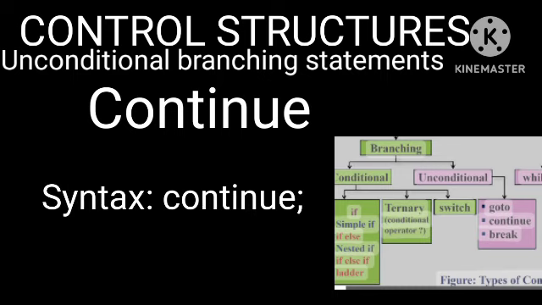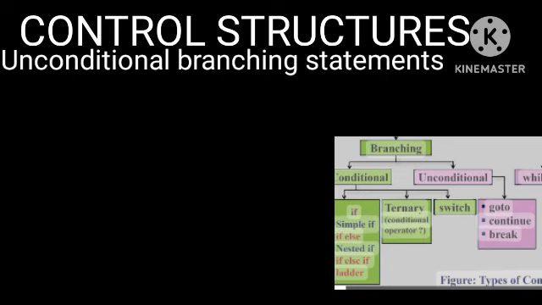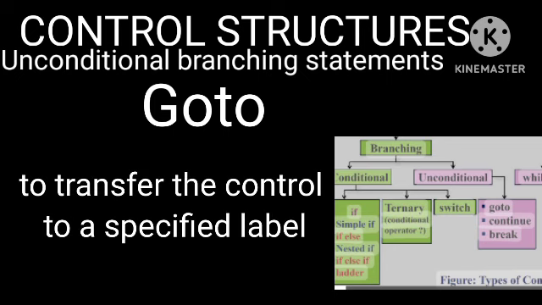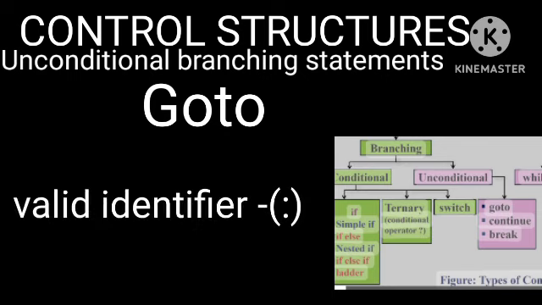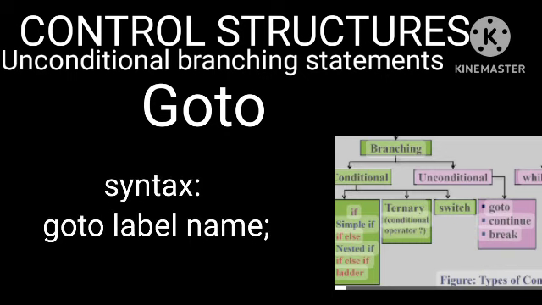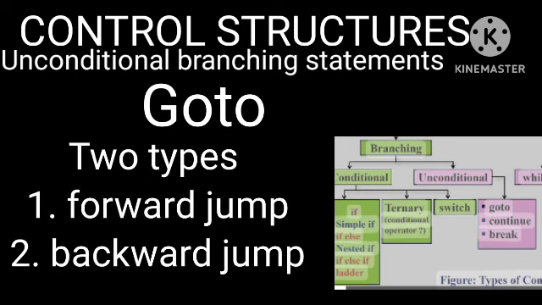The syntax is continue. Next one in unconditional branching statements is the goto statement. It is an unconditional statement which is used to transfer the control to a specified label. A label is a valid identifier followed by a colon. The syntax is goto label name. There are two types of control for goto statements: forward jump and backward jump.